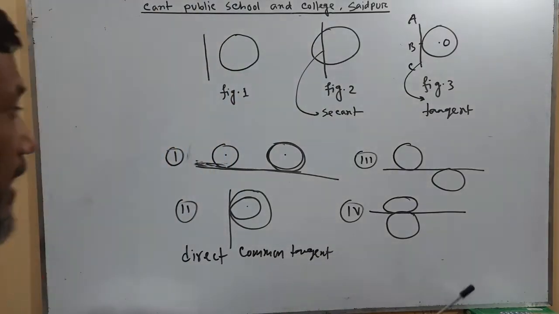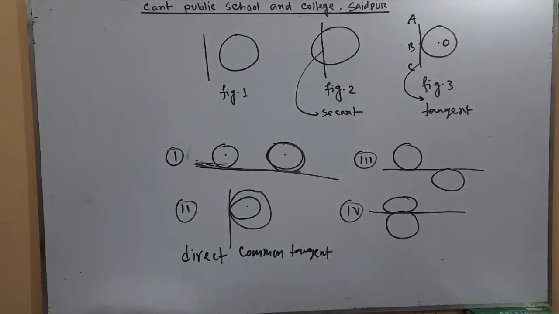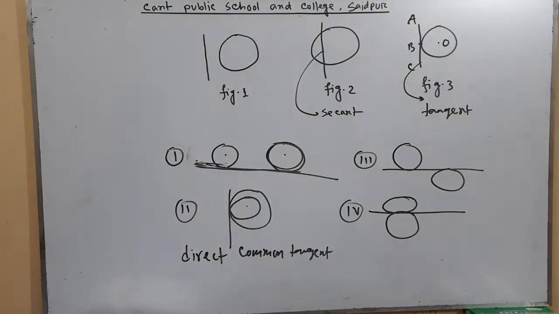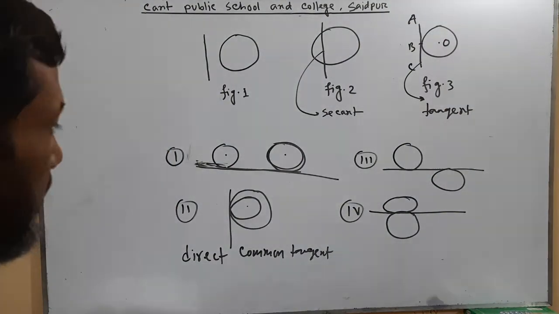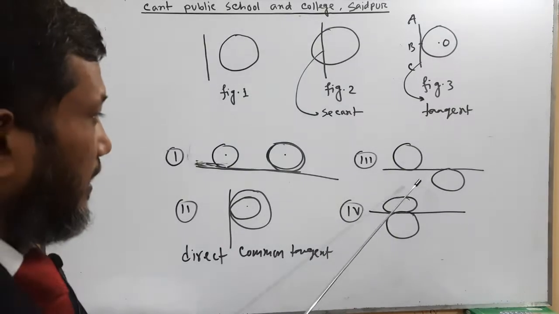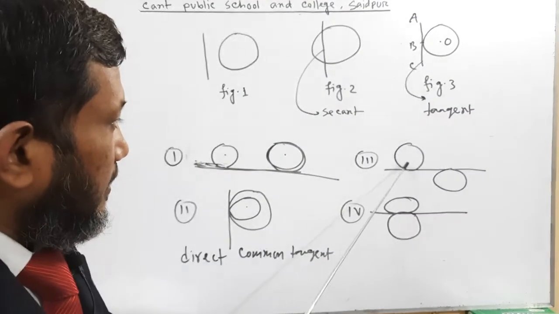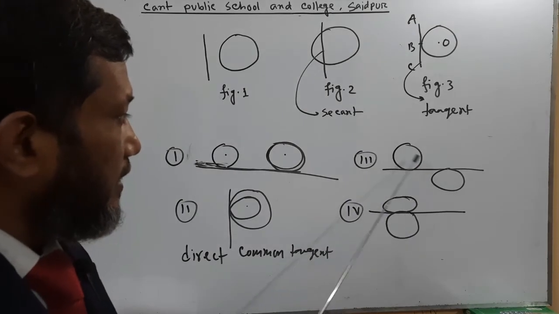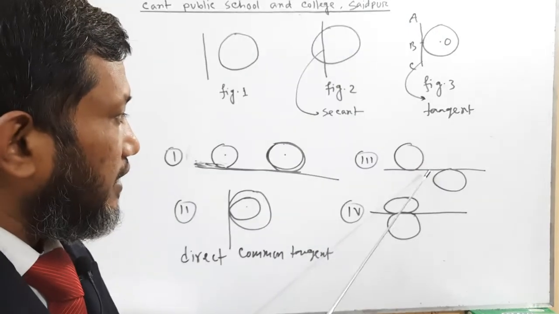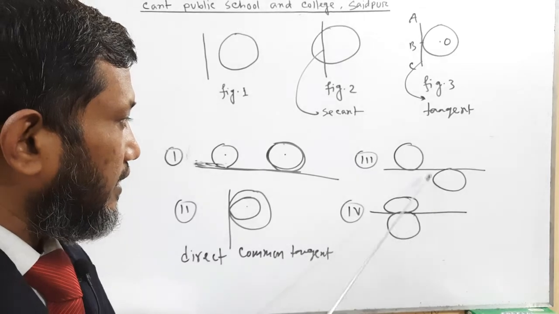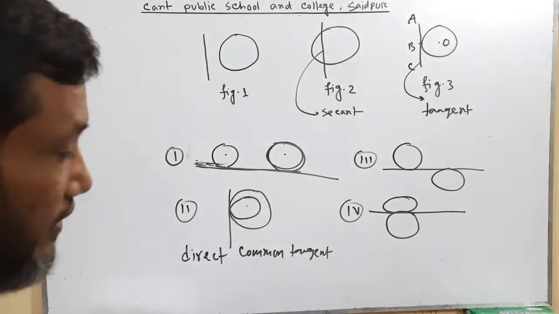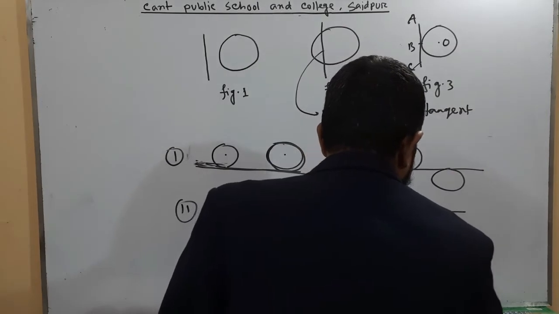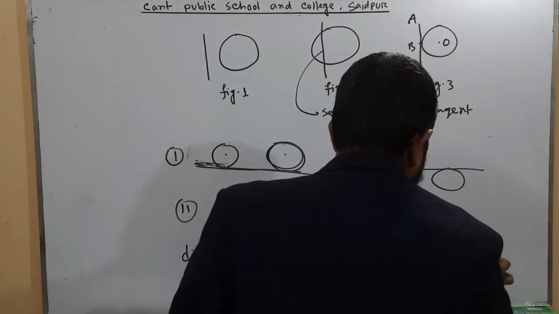If two centers lie on opposite sides of the tangent, it is called a transverse common tangent. Here, these two centers lie on opposite sides of the tangent, so these tangents and also these tangents are transverse common tangents.